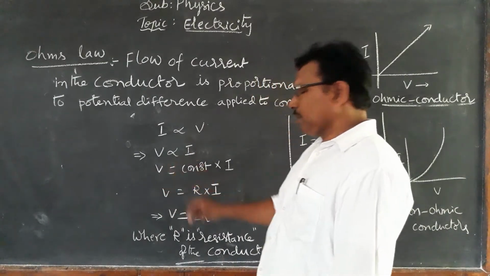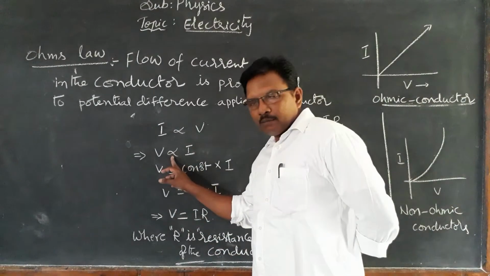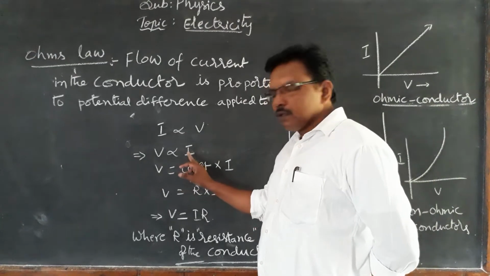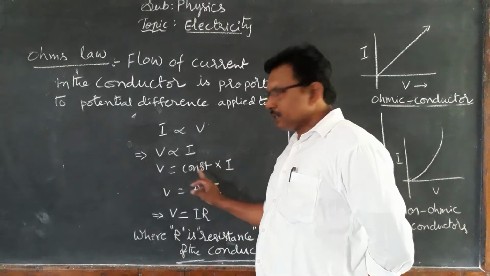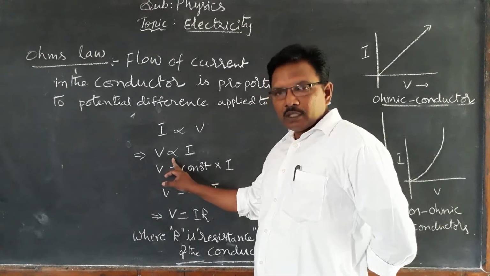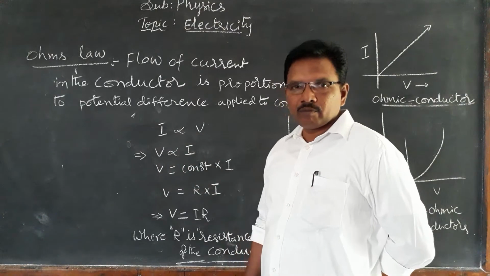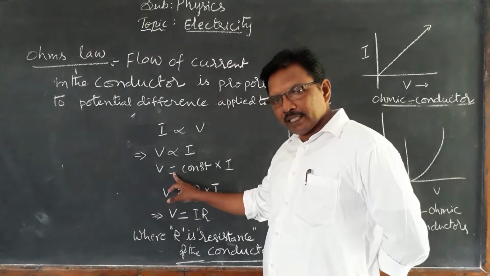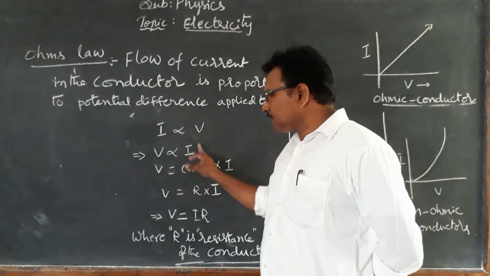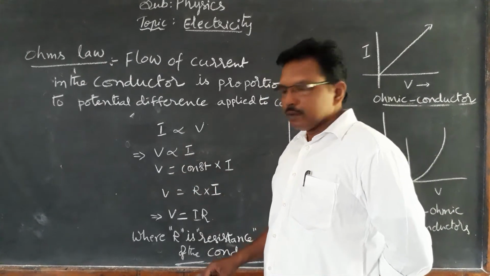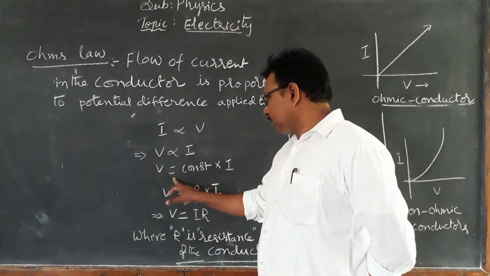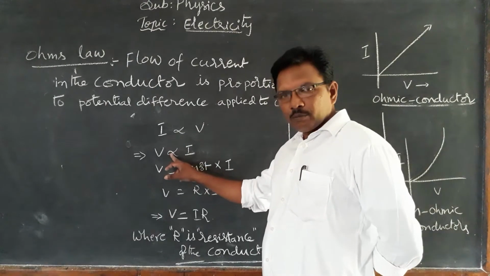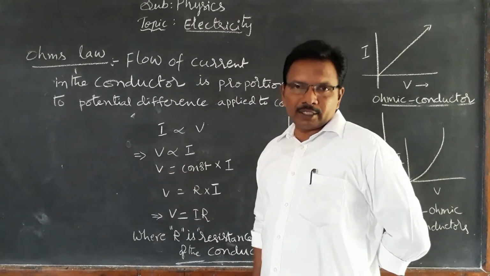As per mathematics, if you take out the proportionality symbol, it becomes equal to something constant. Here, the current is multiplied by a constant. Proportion means it is not equal, both are in the same direction. If you want to write equal in place of proportion, then a constant is multiplied to the right side value. So V is equal to constant into current.